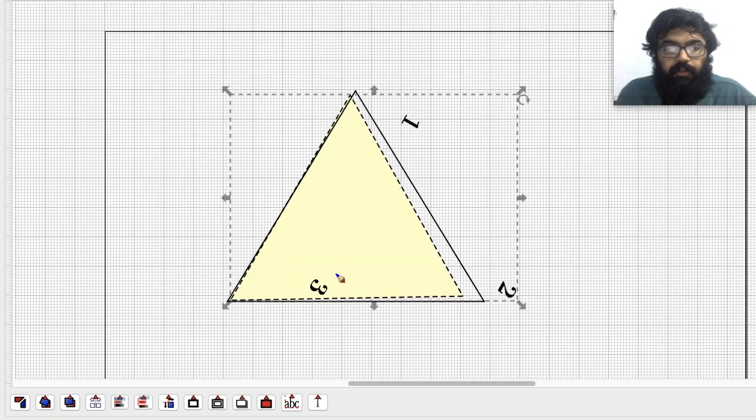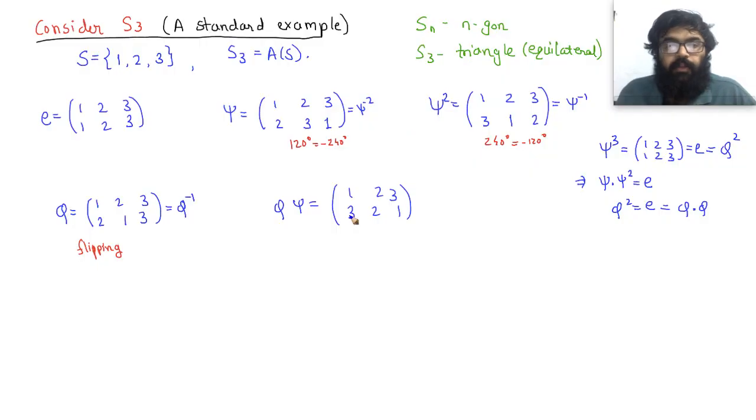Yes, you can see here 3, 2, 1. So phi psi is 1, 2, 3 mapped to 3, 2, 1. Similarly, we have first we flip, so phi, and then we rotate, so psi. So let us see what we get if we first flip and then rotate.